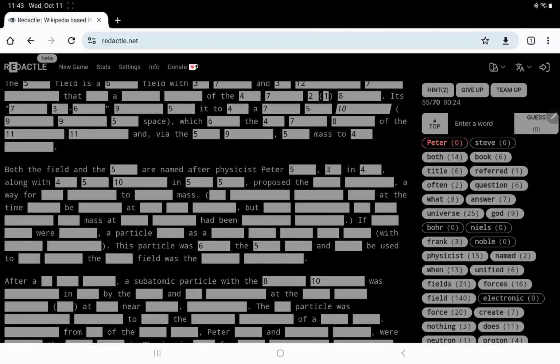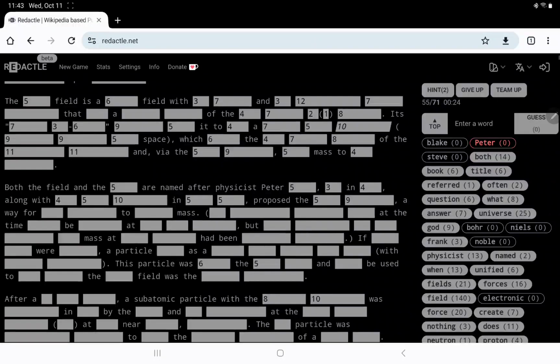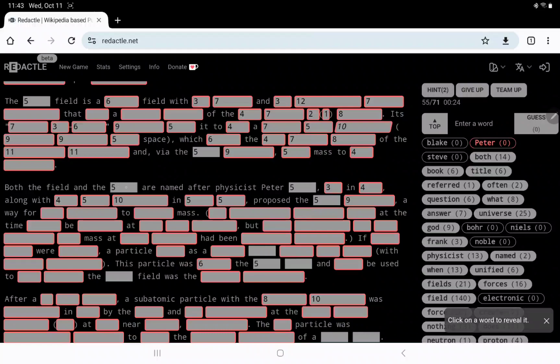What's the name of the father in Family Guy? Griffin, not him. Peter Blake. No, Peter. No, not. I don't think I'm going to guess his name. Oh, I can't use this one either. Both the field and the something.